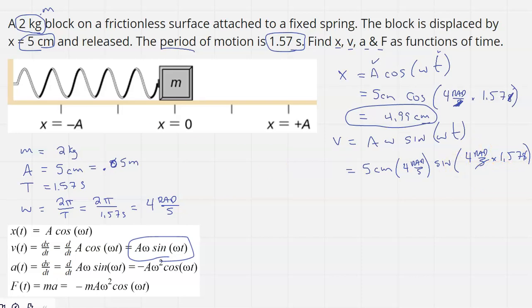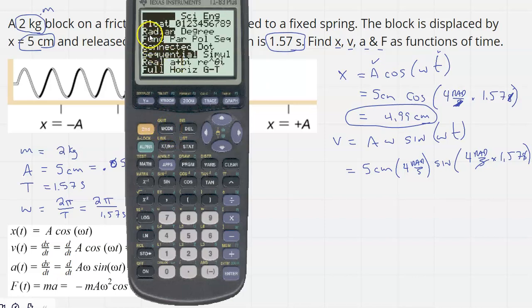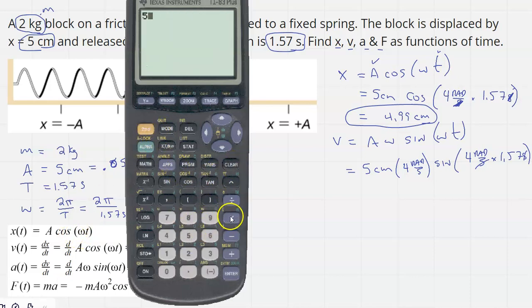And I can push all these buttons and get my answer. I'm going to clear this out. Let me emphasize here too, when I hit my mode button, see how my calculator's in radians. Anytime you see that omega or 2 pi, you need to be set to radians. All right, so we're okay. 5 times 4 times the sine of 4 times 1.57.